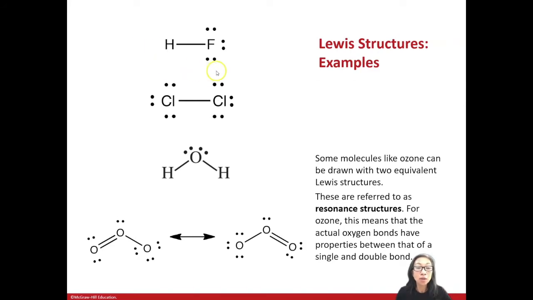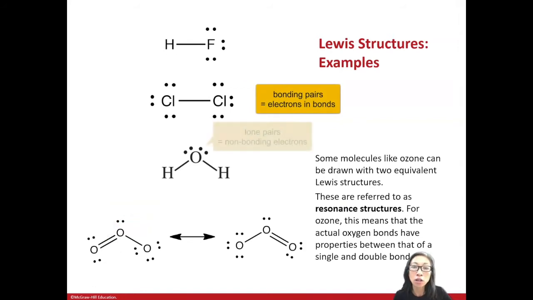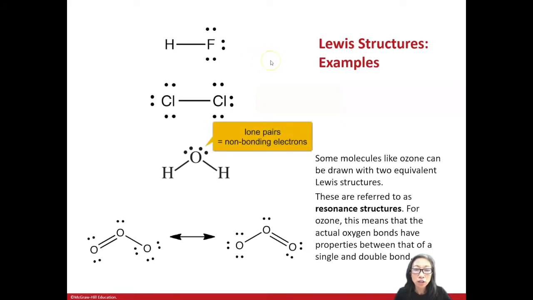In these examples, there are bonds that are single bonds. A single bond is a single line. There are also bonds that are double bonds, and those are two lines, and those are all bonding pairs of electrons. There are also non-bonding pairs of electrons, and those are called lone pairs. When electrons are shared in a bond, it's called a covalent bond.